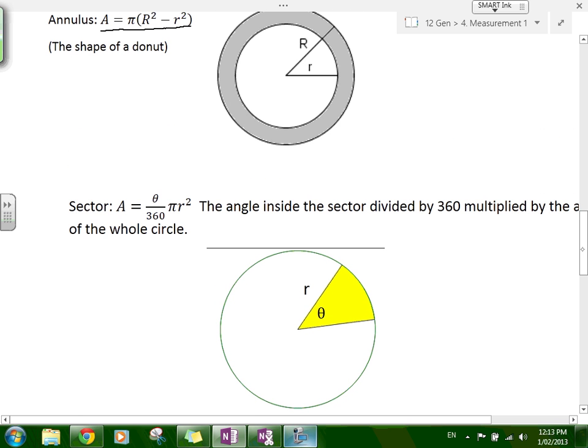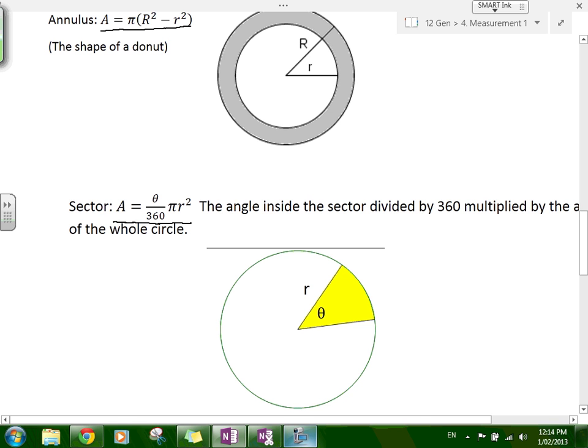Now, a sector is this yellow. A sector is like a piece of a pie, a piece of cake, a piece of pizza, whatever. It's just this, it's called a sector. Now, the way that you work out the area of a sector is this.